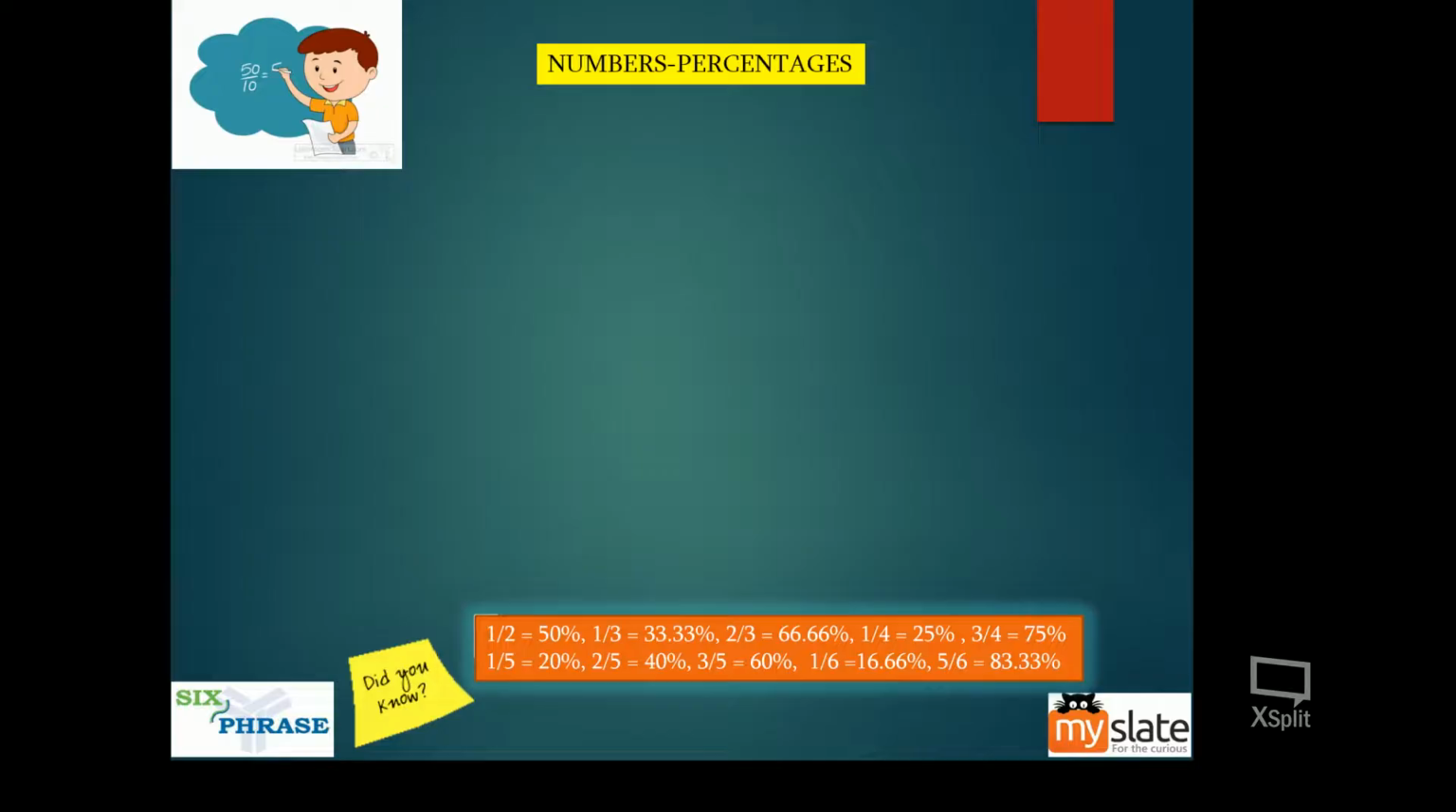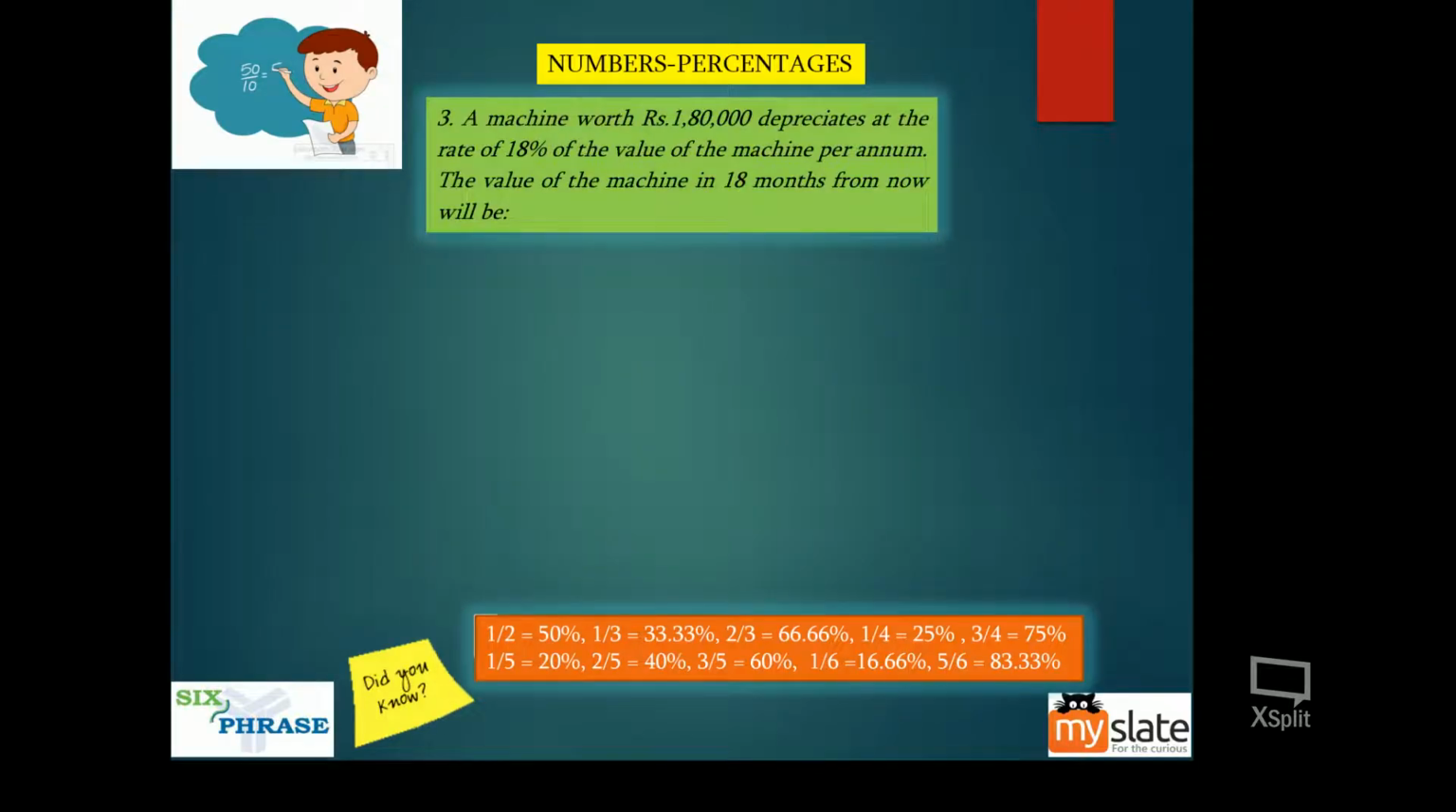We proceed. A machine worth rupees 1,80,000 depreciates at the rate of 18% of the value of the machine per annum. The value of the machine in 18 months from now will be? Guys, all the questions that you're going to see in the next 30 or 40 minutes are picked out very carefully, so that you understand every aspect of percentages. You see percentages in totally different ways. So I picked the questions like that. Make sure you concentrate on each and every question.